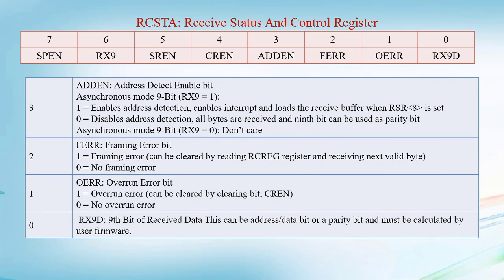Bit 3 is ADDEN, the address detect enable bit. In asynchronous mode with 9-bit, that is when RX9 equals 1, if this bit equals 1, it enables address detection, enables the interrupt, and loads the receive buffer when the RSR 8th bit is set. If it equals 0, it disables address detection.